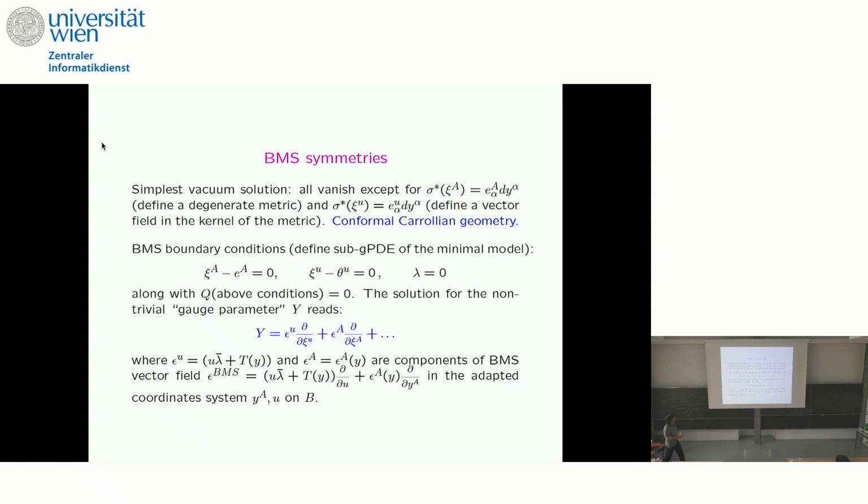If you put some fields to something and then you act on Q on this condition, you get a consistent boundary condition, because now Q is tangent to the entire submanifold. And by doing some algebra, you show that your gauge parameter which survives may look like this, and is essentially parameterized by BMS vector field, so you recover BMS symmetries on the boundary.